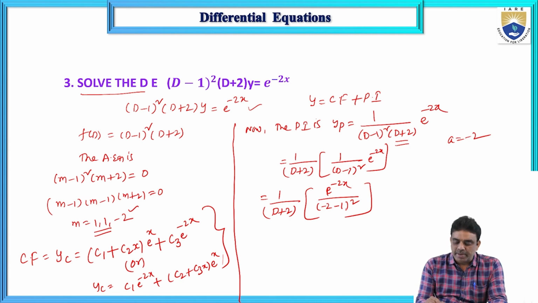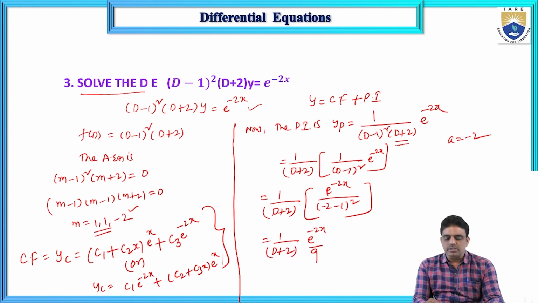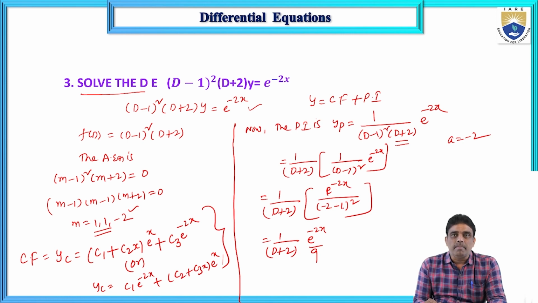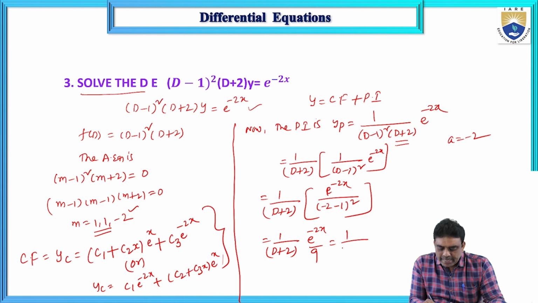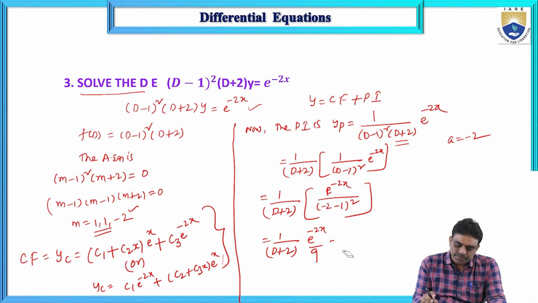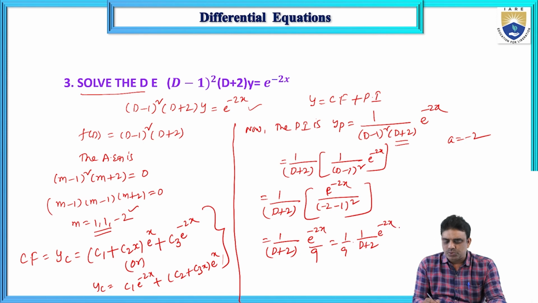When you replace D with minus 2, the denominator is not equal to 0, then the solution will be e power minus 2x by f of a only. That is 1 by (D plus 2) of e power minus 2x by 9. This is (minus 2 minus 1) whole square, which is equal to 9. Now 1 by 9, I will write 1 by 9 into 1 by (D plus 2) of e power minus 2x.